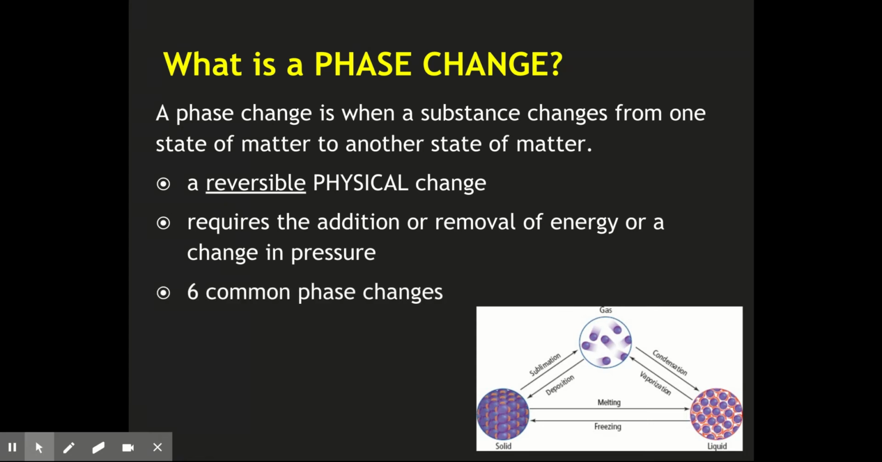There are 6 common phase changes. Okay? And we have them right over here: freezing, melting, vaporization, condensation, sublimation, and deposition. Okay? So, we're just going to talk about them. That's a good graphic, though. Mrs. Caskey did well on this one.